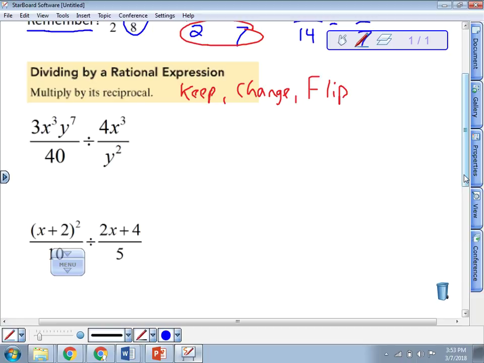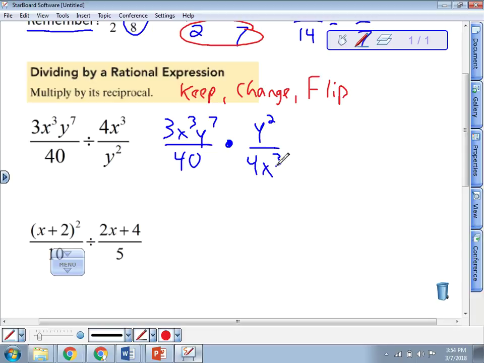So keep, change, flip. The first thing I'm going to do is rewrite it. Keep the first one the same: 3x to the third times y to the seventh over 40. We keep that the same. We change the sign to multiplication, and then we flip the expression that we're dividing by. So the y squared goes to the top, and the 4x to the third goes to the bottom.